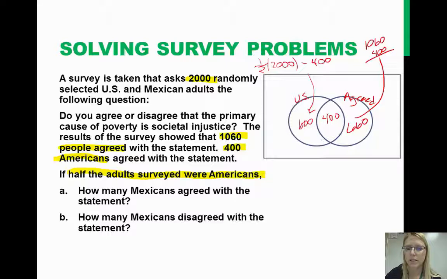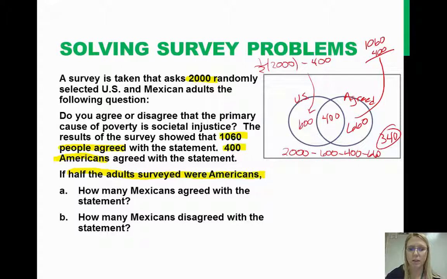We have everything inside the circles, but we do not know yet what is outside the circle. We have 2,000 total surveyed, so I'm going to put in this 2,000 minus everything that's on the inside of these two circles. So minus 600, minus 400, minus 660. So that total is going to be 340 on the outside here. That's the number that we really need to know for the outside.